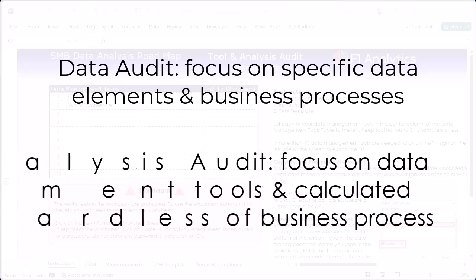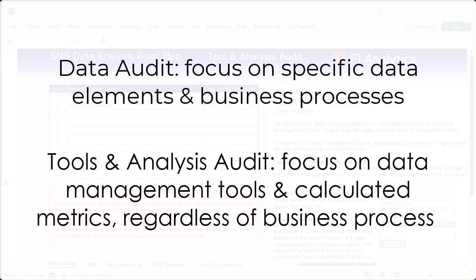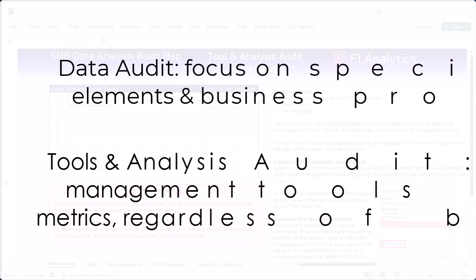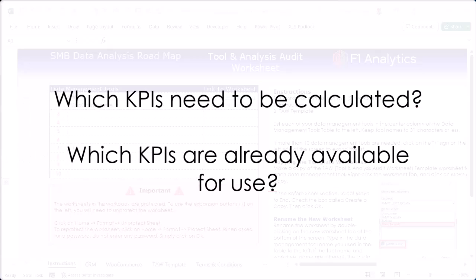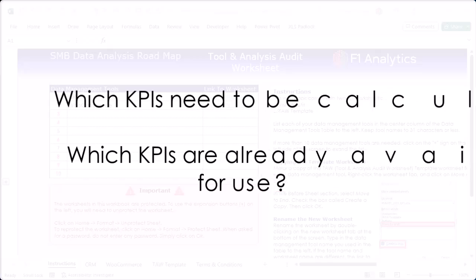In the Tools and Analysis Audit Worksheet, we're going to focus more on specific data management tools we're using and the calculated metrics they might provide for your KPI dashboard. Sometimes it's also useful to think about and include KPIs that can easily be calculated from the data within a specific data management tool in this list. Examining the information at the level of each data management tool in your business will allow you to determine which KPIs you need to calculate from your data and which might already be calculated and be available for you to use.